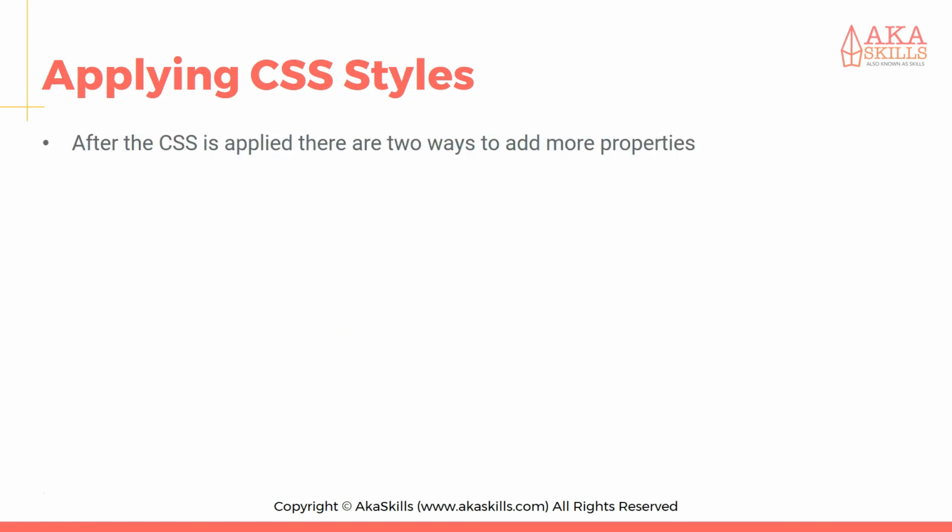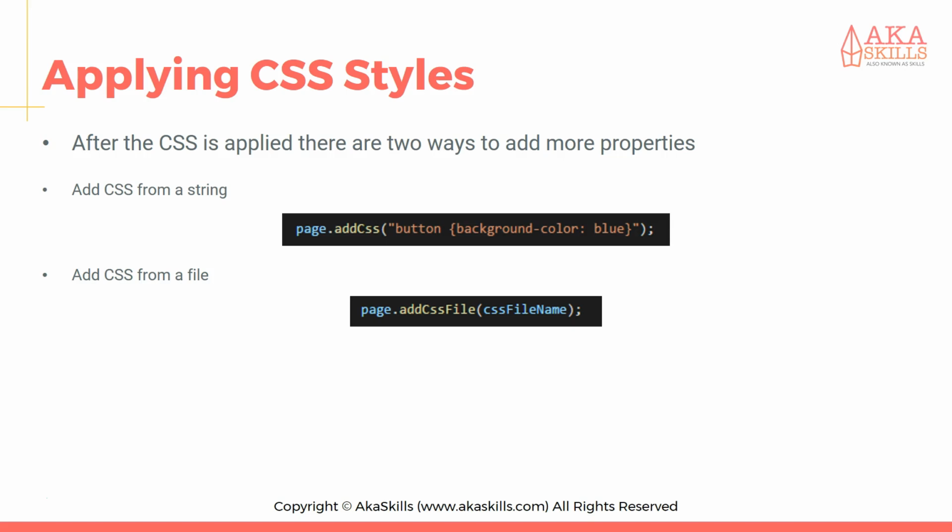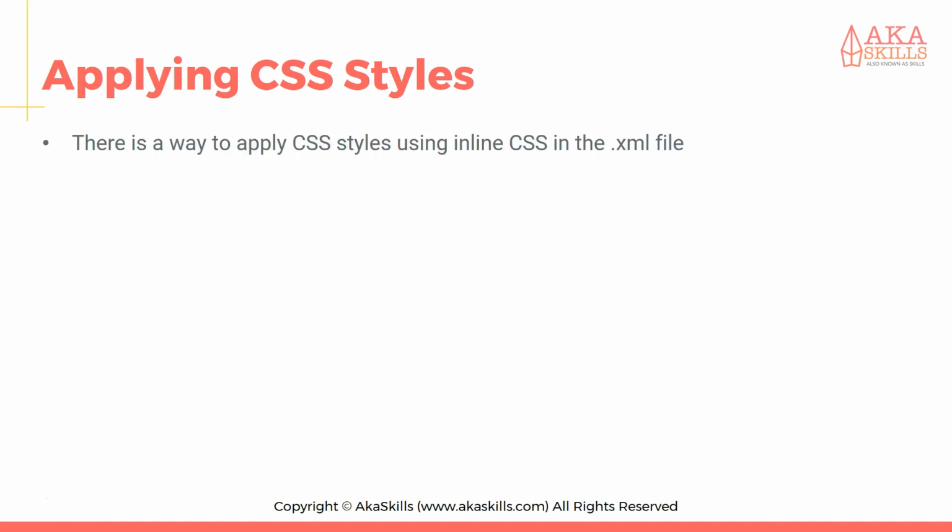After the CSS is applied, there are two ways to add more properties. Add CSS from a string by saying page.addCSS, and here inside the string we write our code, or add CSS from a file by saying page.addCSSFile, and then we place the file name. Again, the path to the CSS file is relative to the application's root folder.